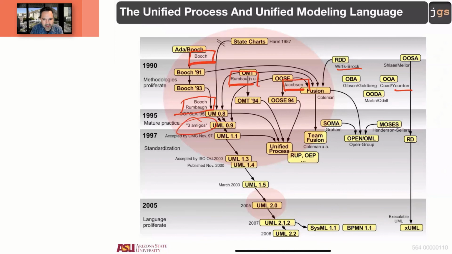Basically, what we have is these three people working on different proposals for diagrams. At some point, they say, well, let's put together our proposals and let's have a fancy name for what we have done. And that fancy name: UML. Yeah, the UML that you learn in 360, all these diagrams.